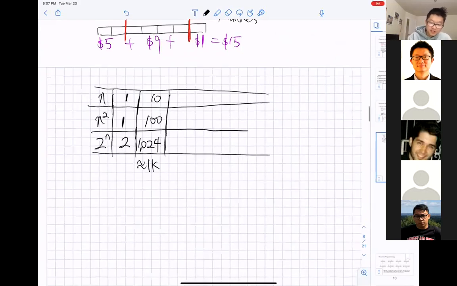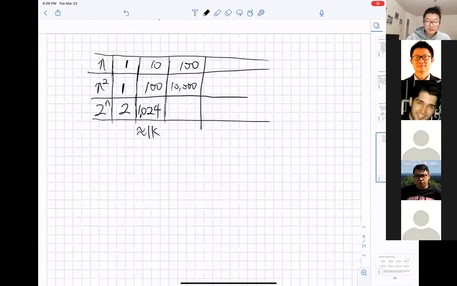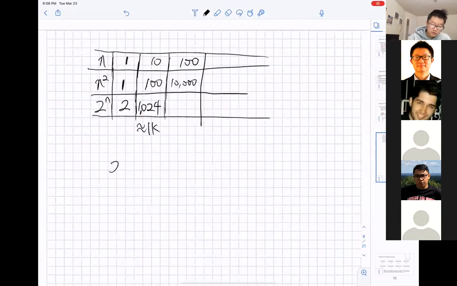Then when n is 100, how large is n squared? 10,000. What about 2 to the power of 100? A very large number. Let's have a sense of how large that is. We can rewrite 2 to the power of 100 as 2 to the power of 10, to the power of 10. We know that 2 to the power of 10 is a little bit larger than 1000.